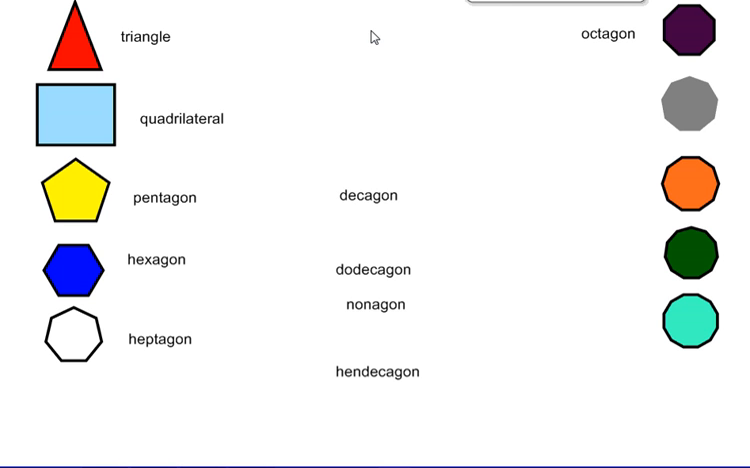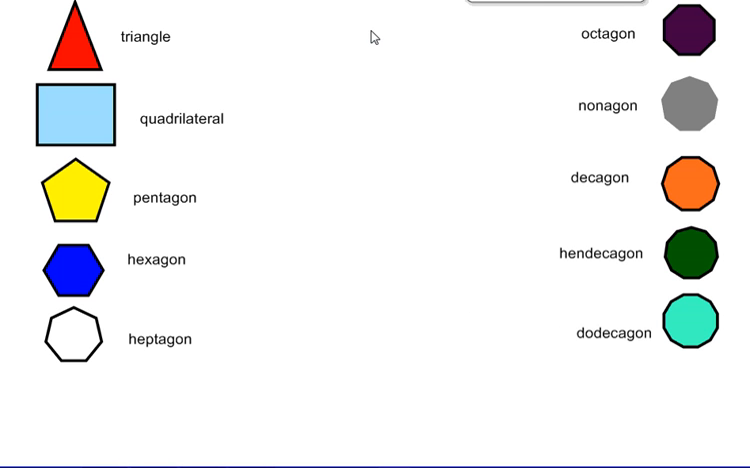Nine-sided, this one might also be new, would be our nonagon. Ten-sided, the options are going away quickly, but we have our decagon. Our 11-sided, this is the one you probably don't know, most people don't, is our hendecagon. And then, of course, we have our 12-sided, which would be our dodecagon. So understanding the names of these shapes.